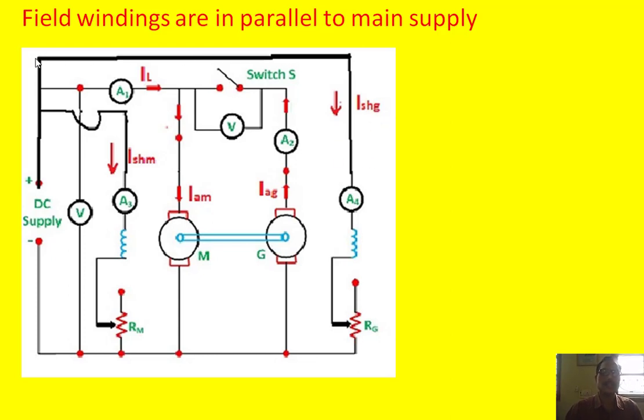You can see here, this is one terminal connected to the supply, and this other terminal of the field circuit is connected to the negative of the supply. Next, here we have a voltmeter and we have a switch here. Initially the switch is in open condition. Across this a voltmeter will be connected like this. This is all about the arrangement for this test.